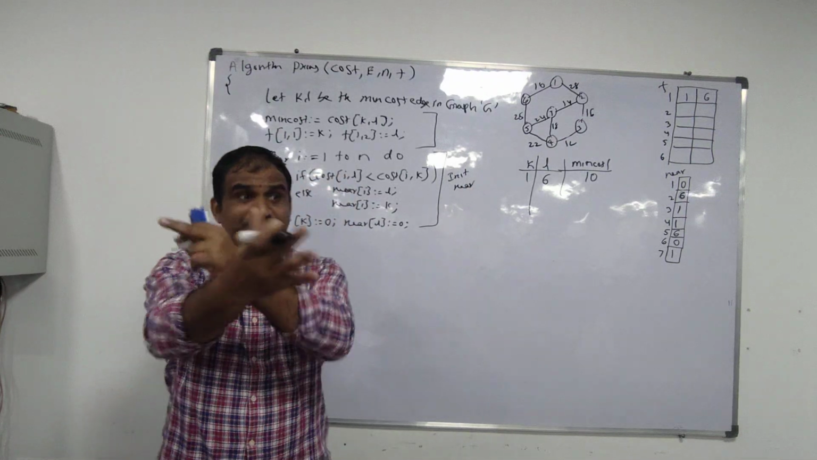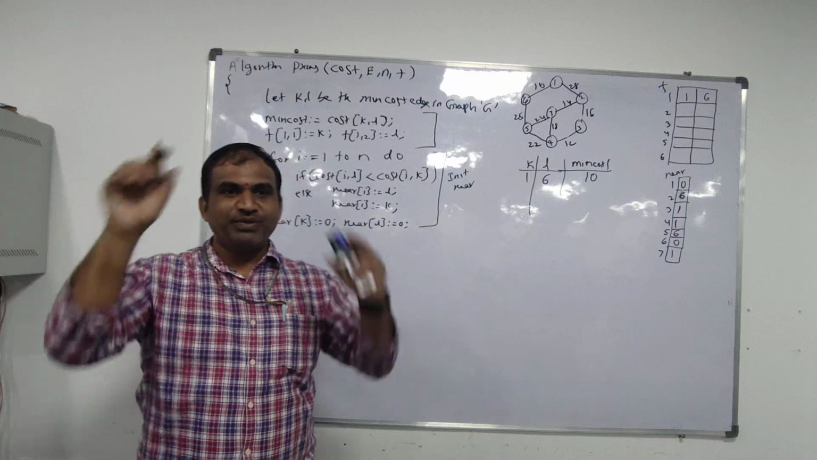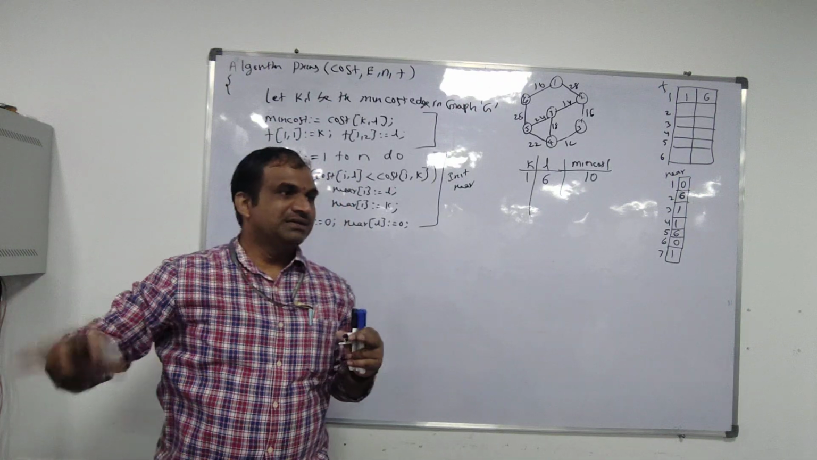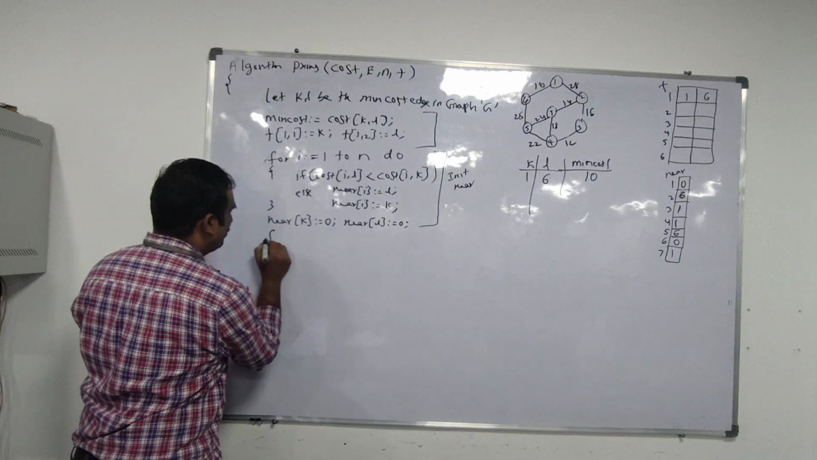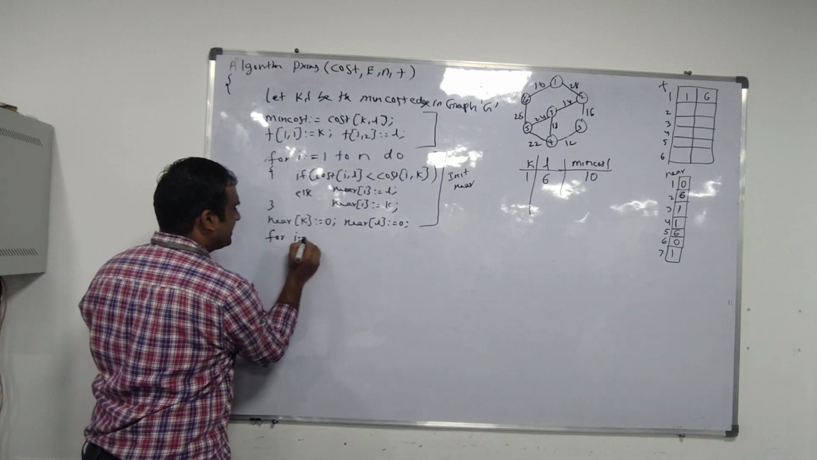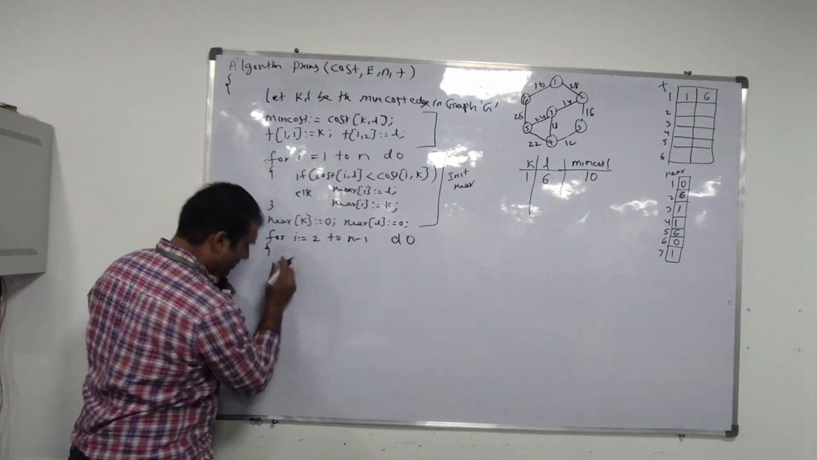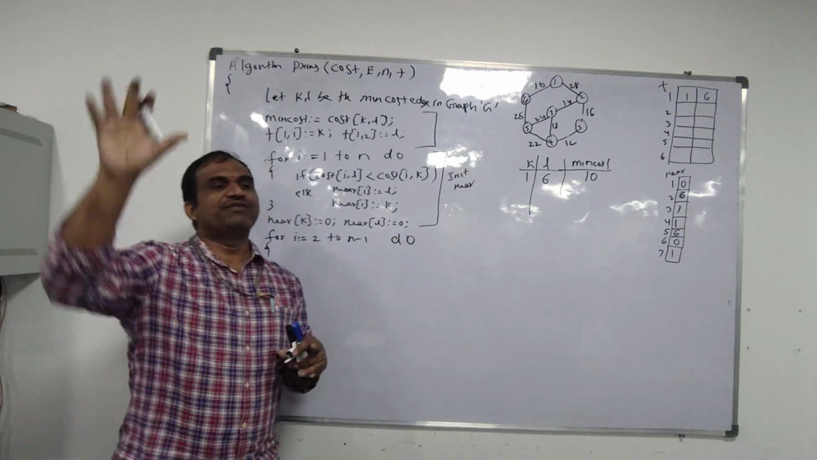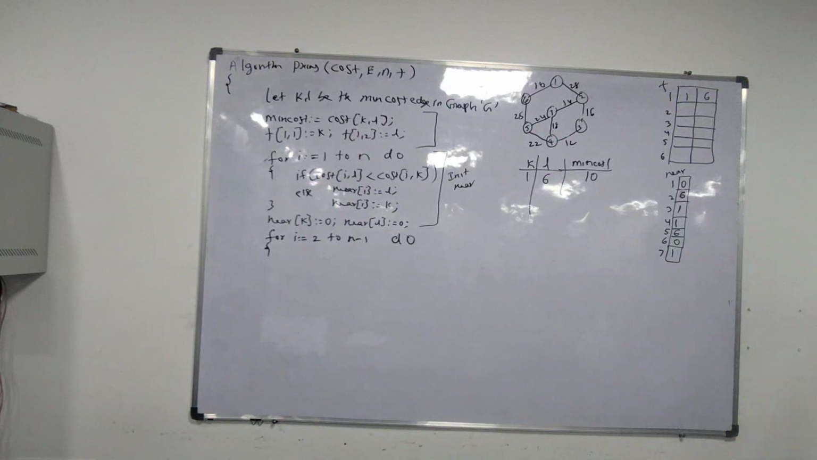Now you have to add the remaining edges. How many edges will be in the spanning tree? N minus 1. One edge is completed. Remaining n minus 2. So what will you do? For i is equal to 2 to n minus 1, do. Find out the remaining 5 edges.